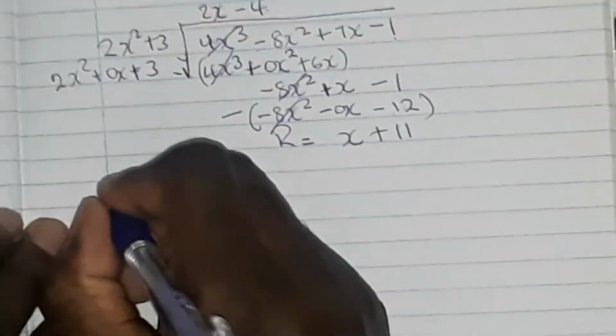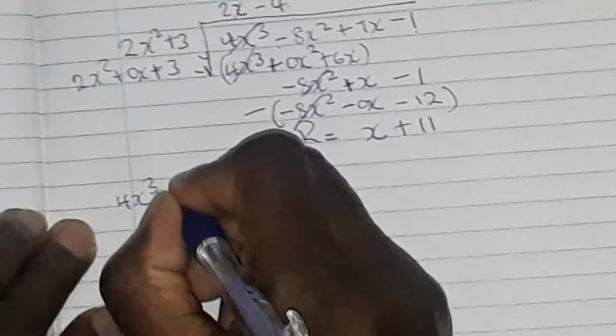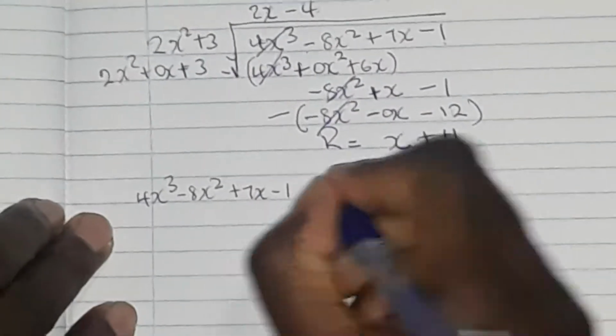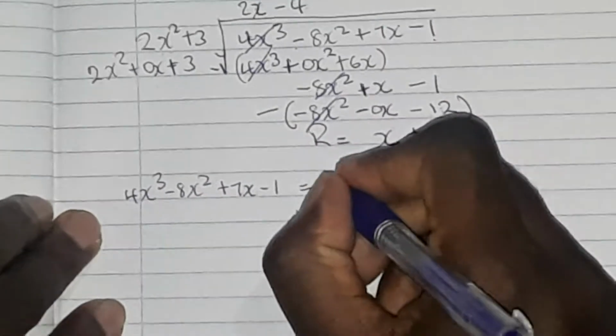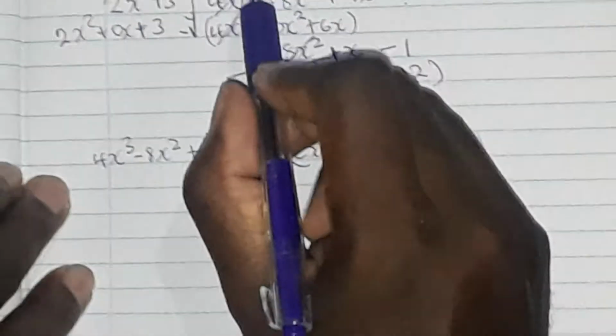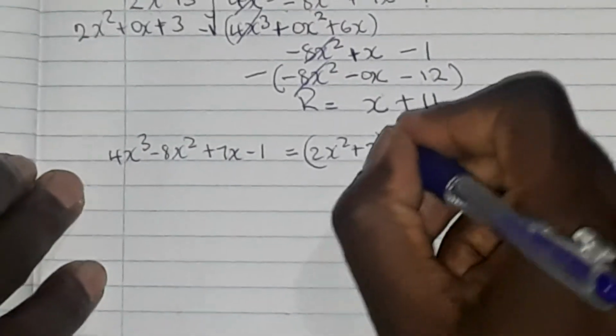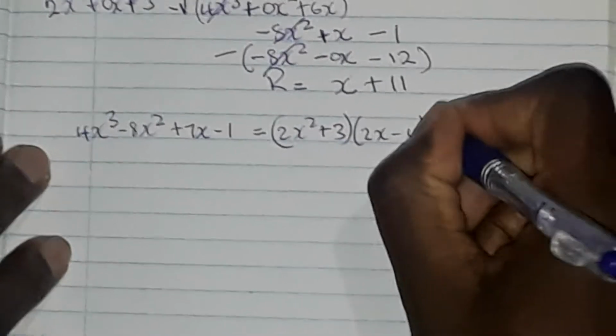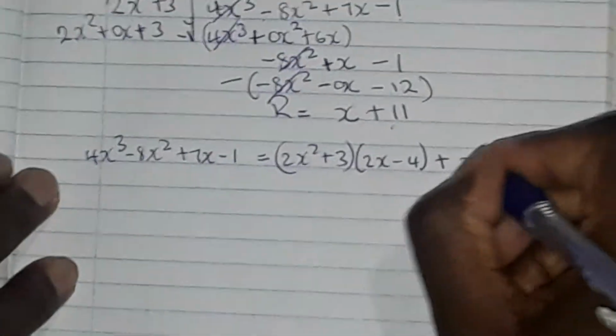So this will give us 4x cubed minus 8x squared plus 7x minus 1 would be equal to the factor given, which is 2x squared plus 3, times the equation we got on top, 2x minus 4, plus the remainder that we got from the division.